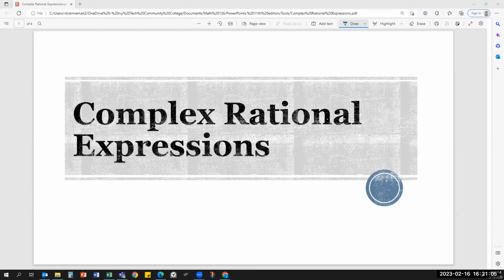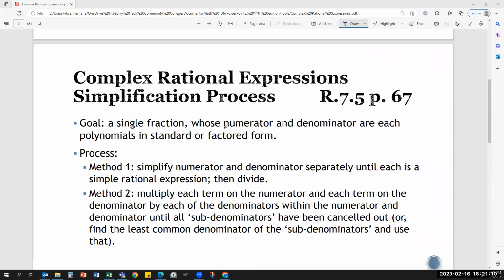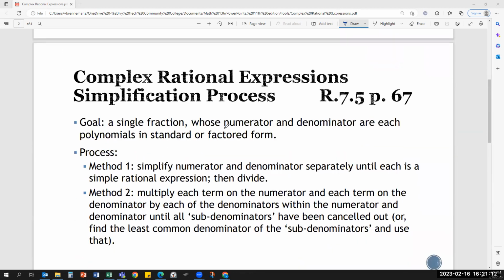Let's talk about complex rational expressions. Complex rational expressions essentially have fractions with other fractions in the numerator and/or denominator. There are a couple of different ways that you can approach simplifying these. The goal is to get a single fraction that has a numerator and denominator that are polynomials in standard or factored form. They don't have any fractions within the numerator or denominator.